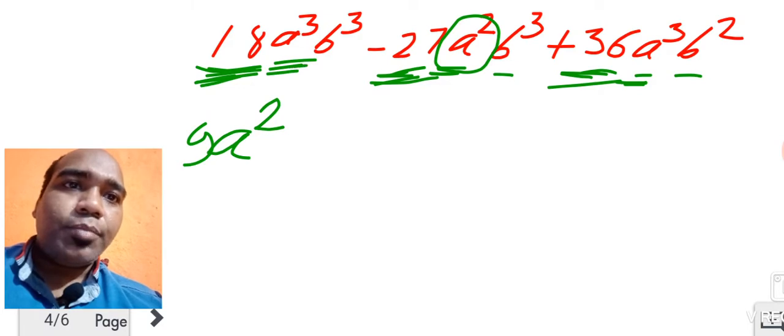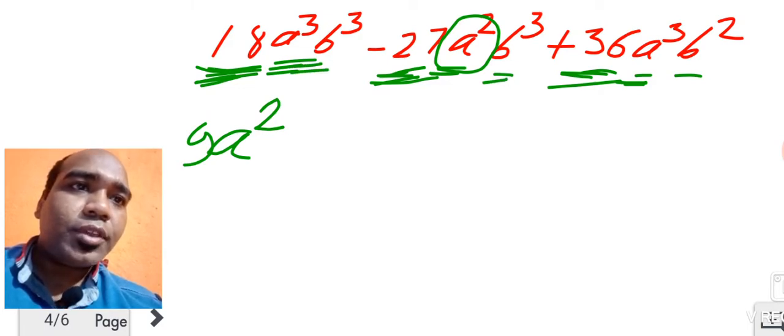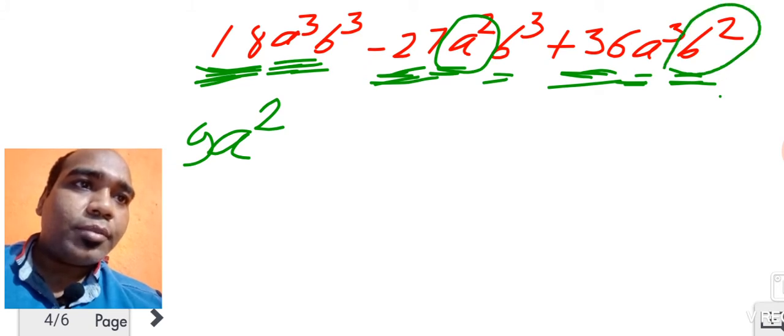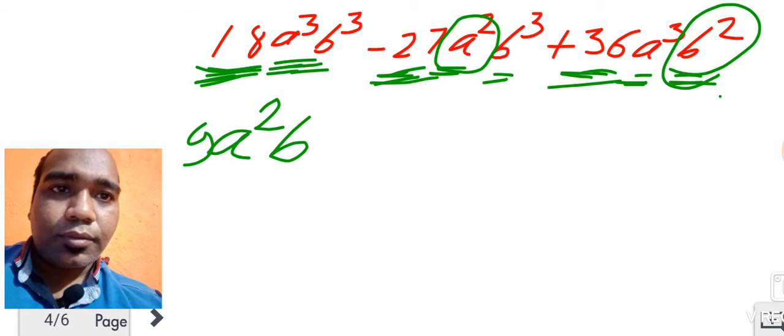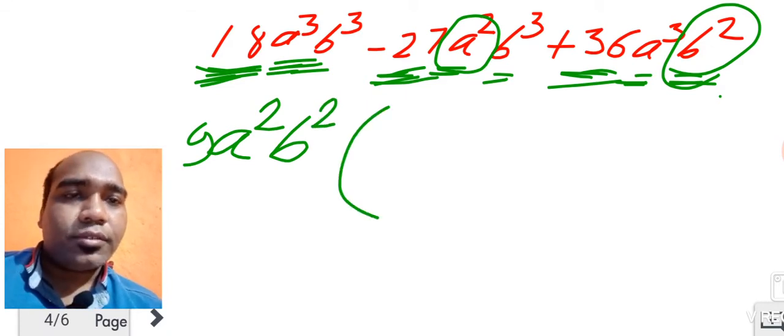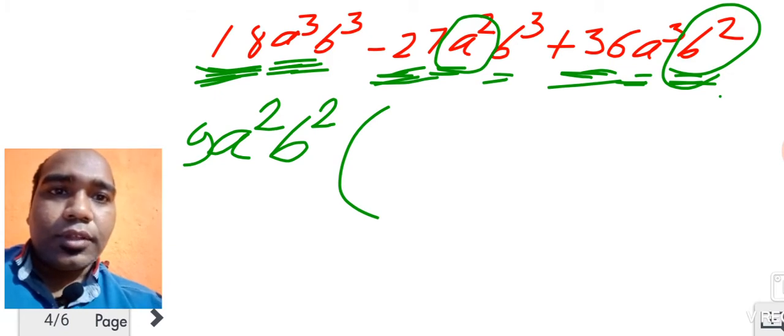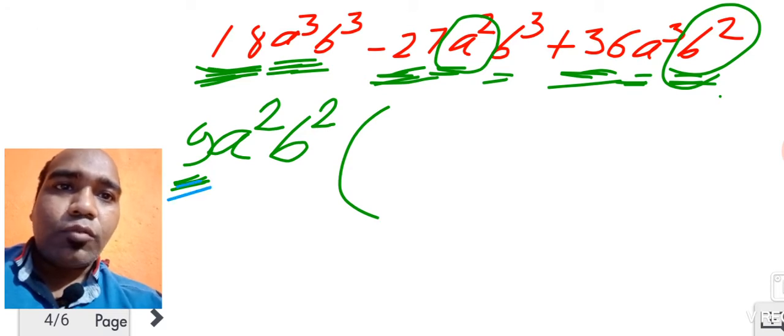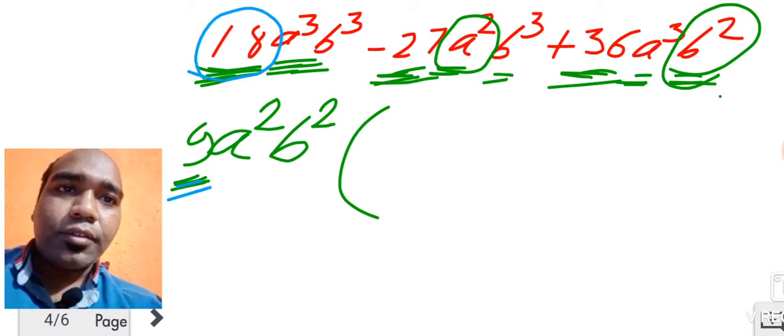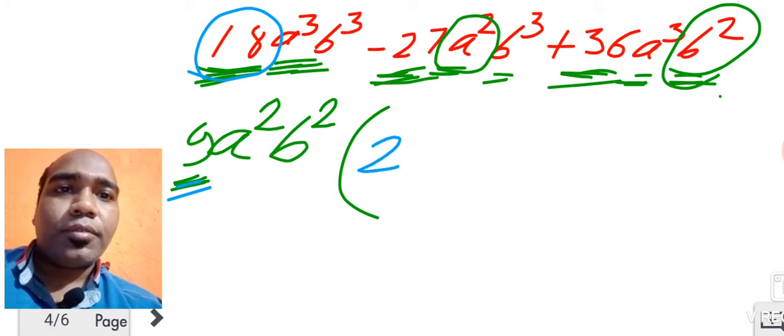Okay. Now in b cube, here b cube is there, here b cube is there and here b square is there. So the smaller power term is b square. So we'll take b square common here. Always take the smaller power term. Now first of all you can see this 9. In 9, what will we multiply to get 18? We have to multiply 2. 9 to the 18. Okay.